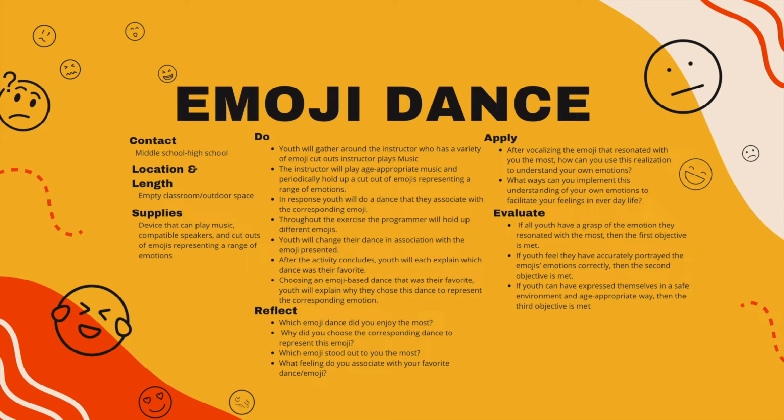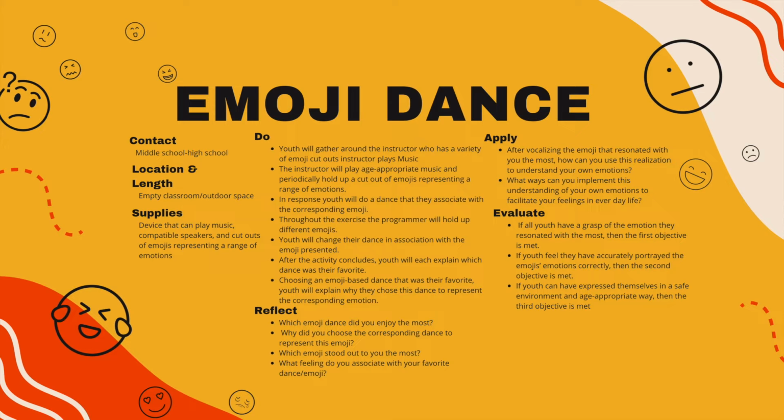Throughout the exercise, the programmer will hold up all these different emojis. Youth will change their dance in association with that presented emoji. After the activity concludes, the youth will explain which dance was their favorite. They will also choose which emoji was their favorite and why they chose the dance they did to represent that emoji. Our hope is that this helps facilitate a better understanding of youth's own personal emotions.